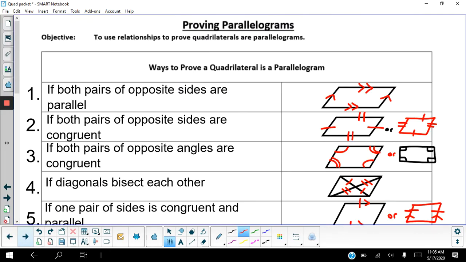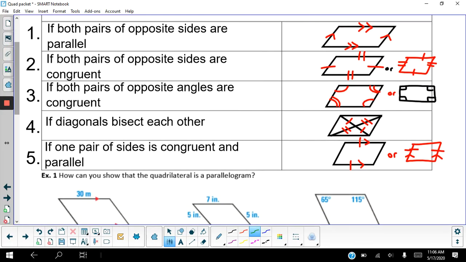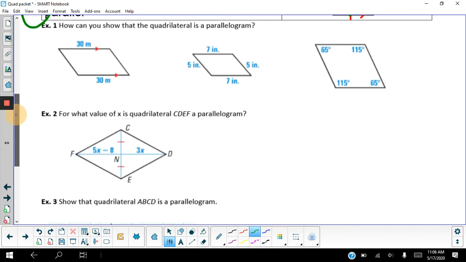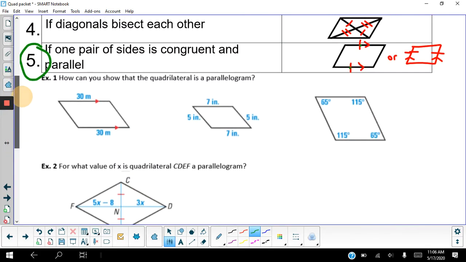All right, let's go ahead and move on a little bit. A couple things that we can use to prove that something is a parallelogram. All of these are essentially exactly the same as what we just talked about. The difference is this last one, number 5: if you see one pair of sides that is congruent but also parallel, that tells you it's a parallelogram, okay?